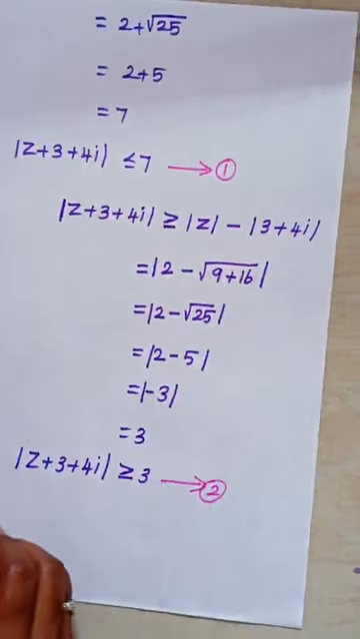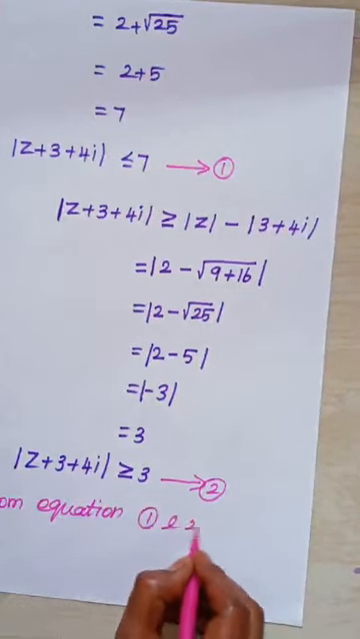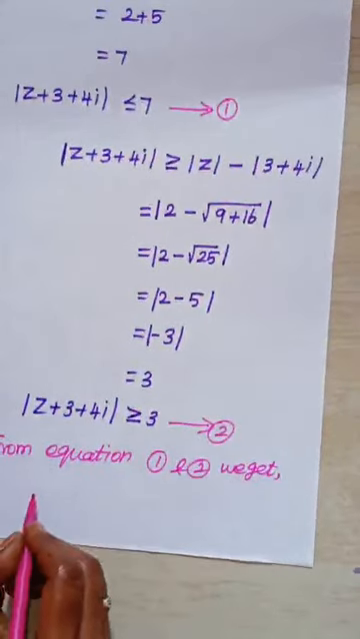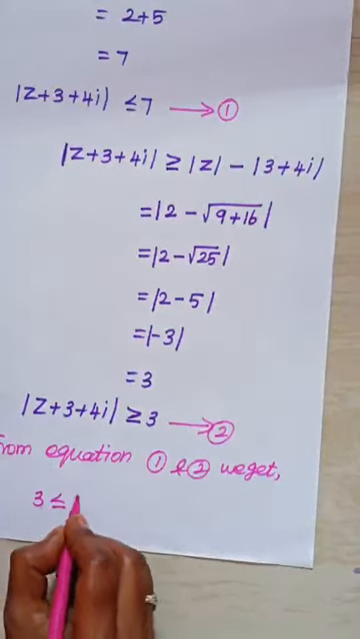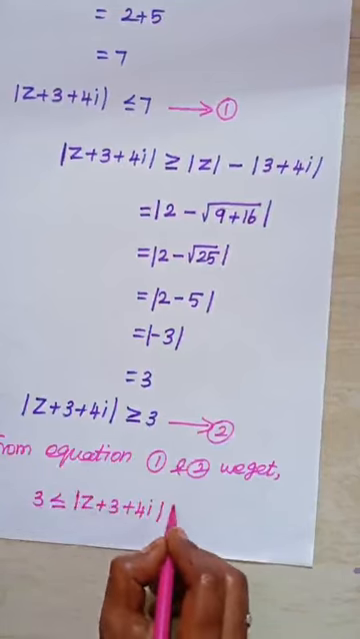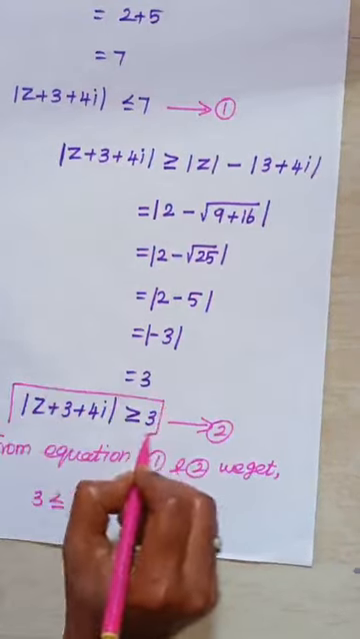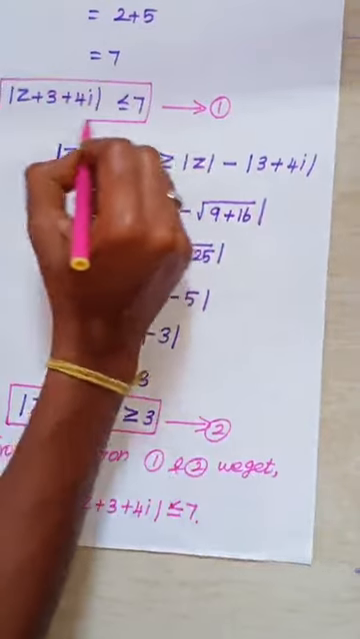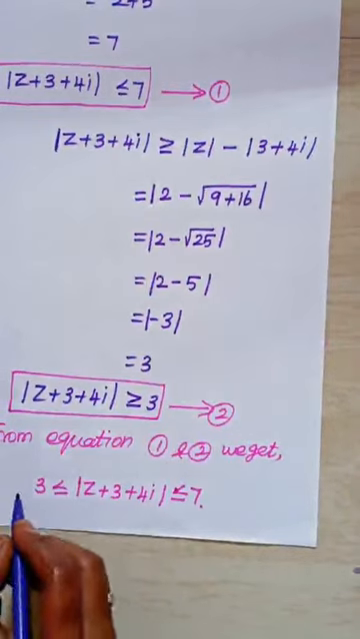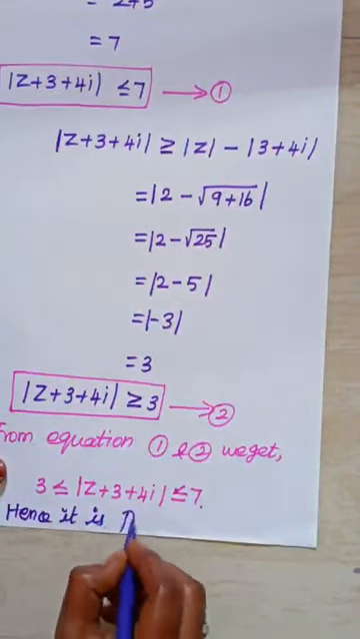From equations 1 and 2, what do we get? 3 is less than or equal to modulus z plus 3 plus 4i, which is less than or equal to 7. So hence the proof is over. Hence it is proved.